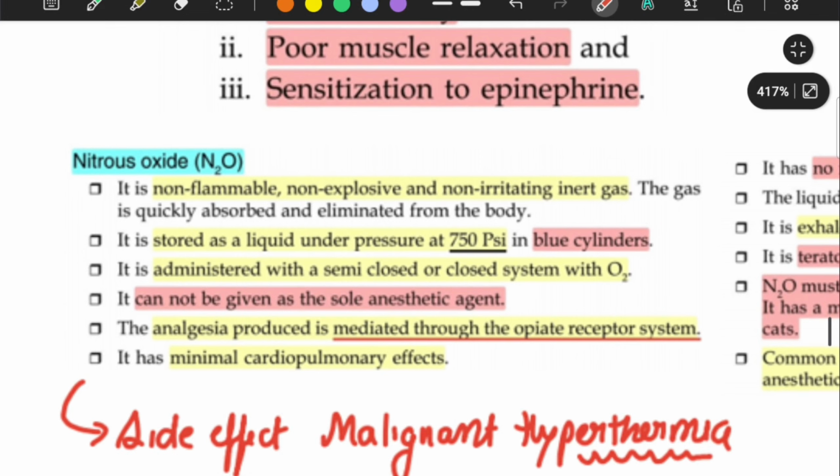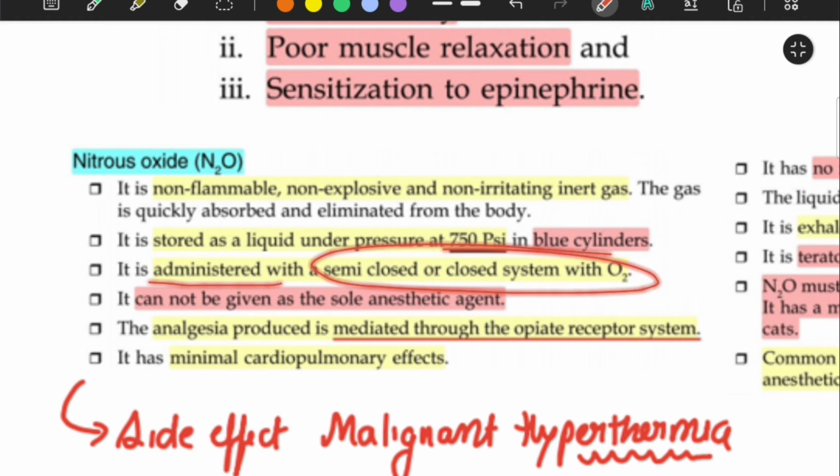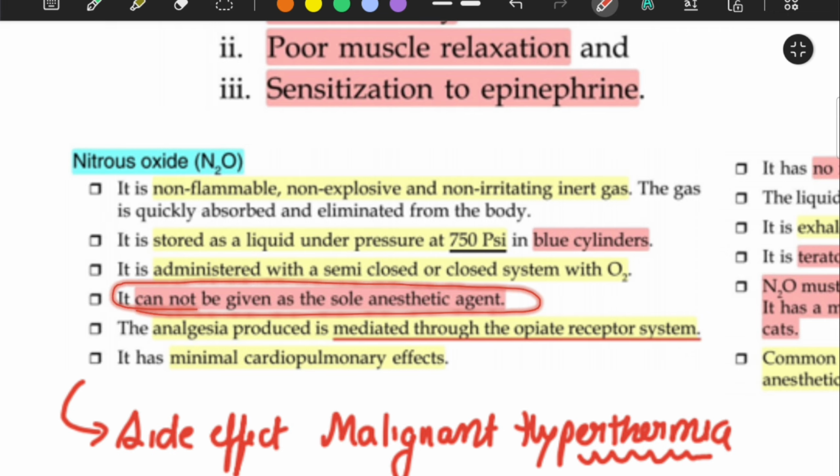Now talking about nitrous oxide, which is quite important. It is non-flammable, non-explosive, non-irritant. Remember, it is stored under a pressure of 750 psi in a blue cylinder. We had discussed that particular thing. It is administered in a semi-closed or closed system with oxygen, and it cannot be given as a sole anesthetic.